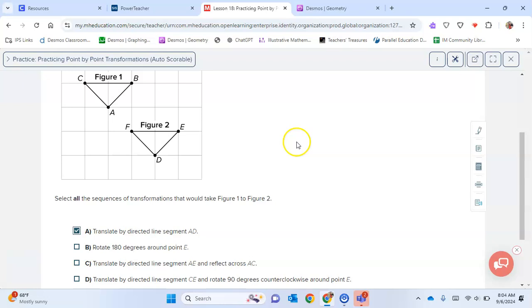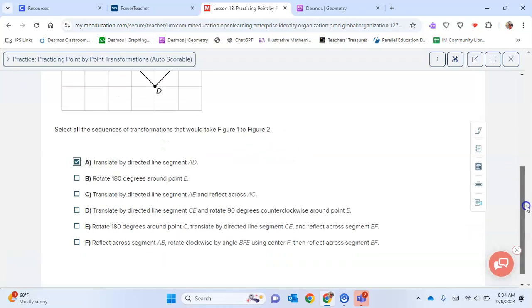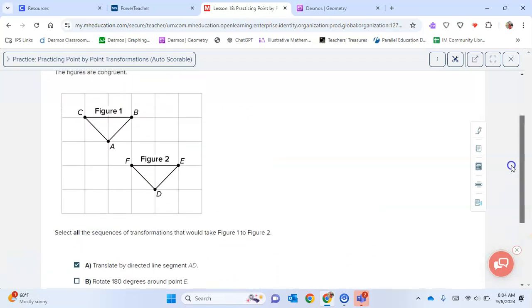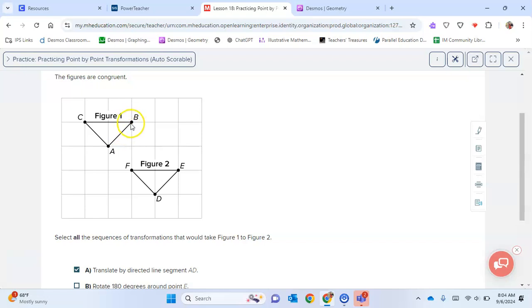then we would have to reflect it over this line, EF, right? Reflect across segment AB, okay? That would make it look like this. It'd make it look like the triangle ABF.